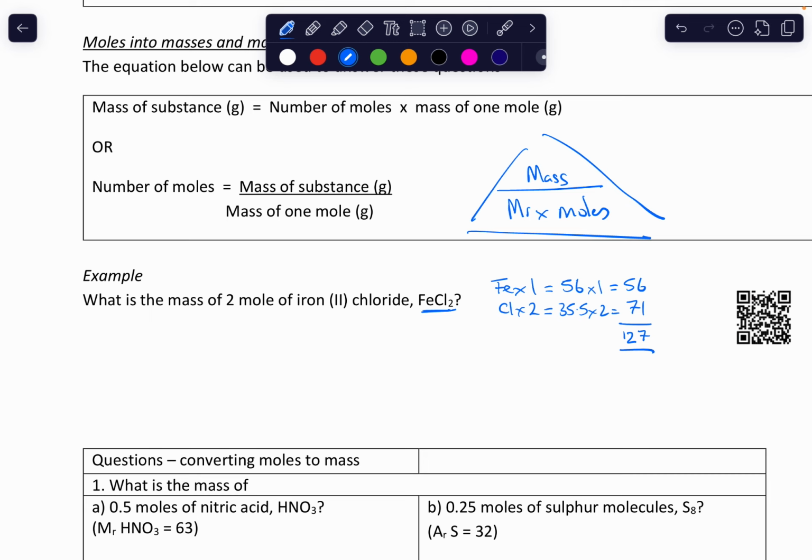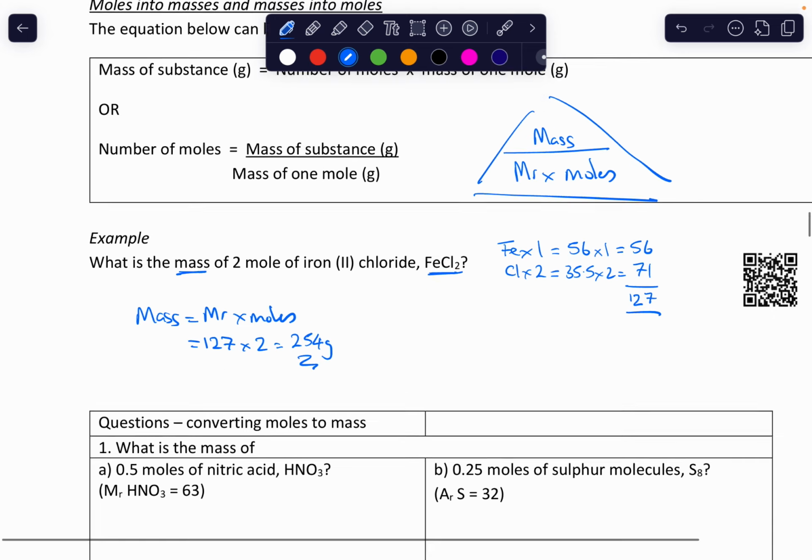If I now come to the question fully, the question says what mass. So I'm trying to find the mass. Therefore, mass is Mr times moles. So what I'm going to do in here now is just write that out to remind me that it's Mr times moles. The Mr is 127, and we're going to times that by 2. So we've got 127 times by 2 is going to be 254 grams as a final answer.